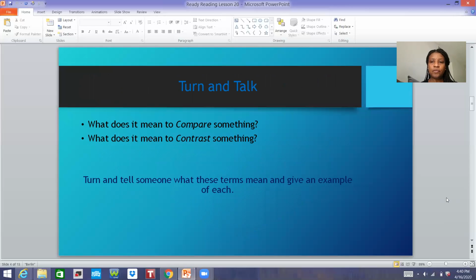So what I want you to do for the next few seconds, I want you to turn and talk to someone. What does it mean to compare something? What does it mean to contrast something? Turn and tell someone what these two terms mean and give an example of each.